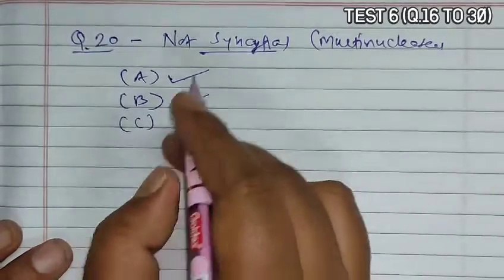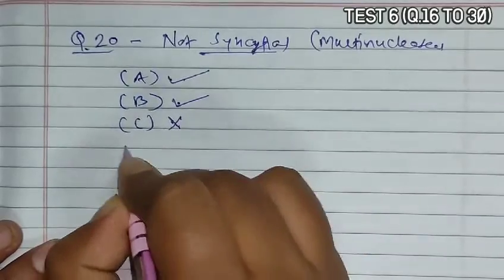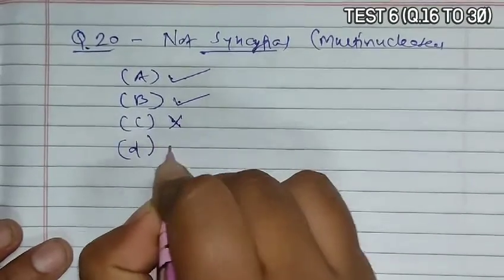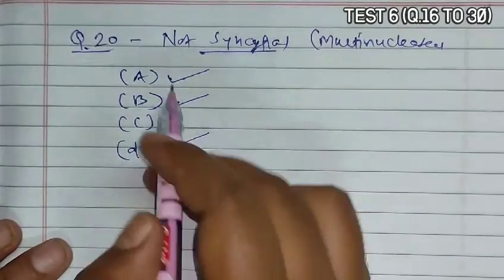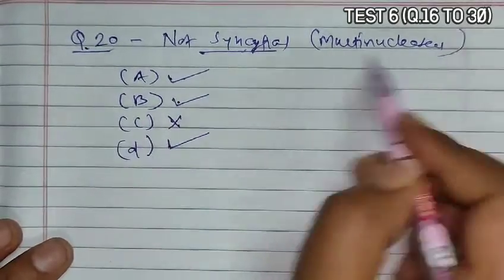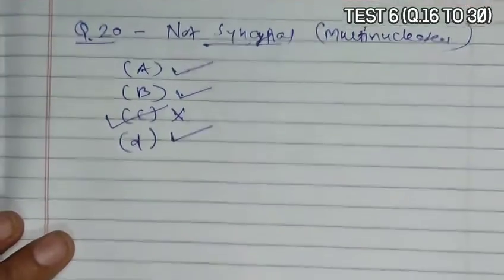Now option C is smooth muscle, and smooth muscle cannot be syncytial. And option D, that is striated muscle, is also syncytial. So not syncytial, not multinucleated, that is nothing but option C, smooth muscle. It is obvious, you have to remember this.